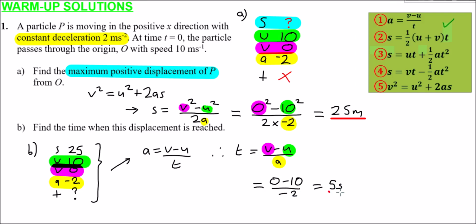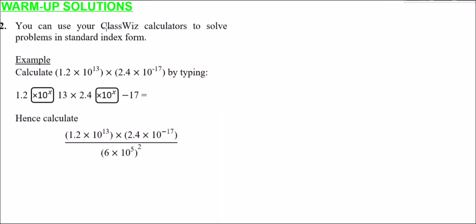So that's question 1 done. Let's now have a look at question 2. This is just to get you used to using the standard form button, because we're going to need this later on after the warm-up for doing the universal gravitation. So here's an example of how to use your ClassWiz in order to do a question involving the use of the standard form button. So try and calculate this using the standard form button.